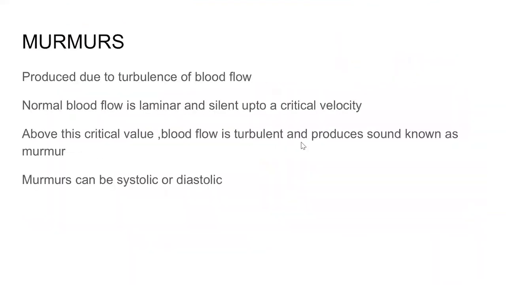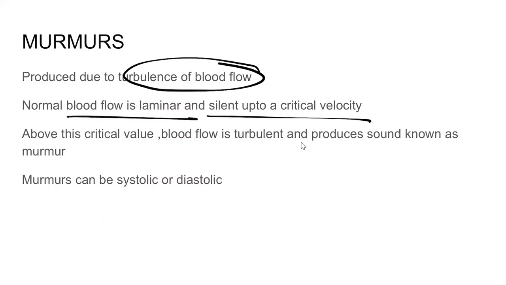Now murmurs. Murmurs are produced due to turbulence of blood flow. Normally, blood flow in the heart is laminar, so there is no turbulence, no murmurs, no added sounds. The normal heart sounds are produced due to closure of valves. But when there is turbulence of blood flow, there would be a murmur. Normal blood flow is laminar and silent up to a critical velocity. Above this critical value, blood flow becomes turbulent and produces sound known as murmurs.